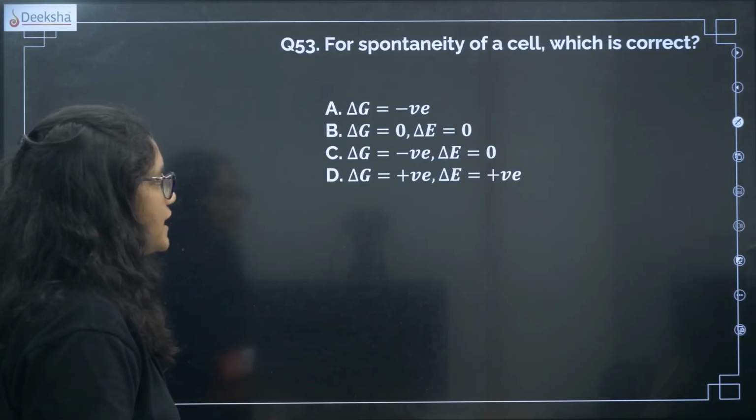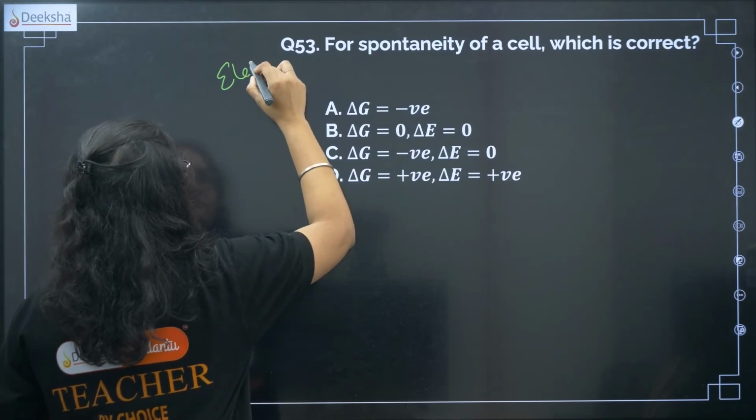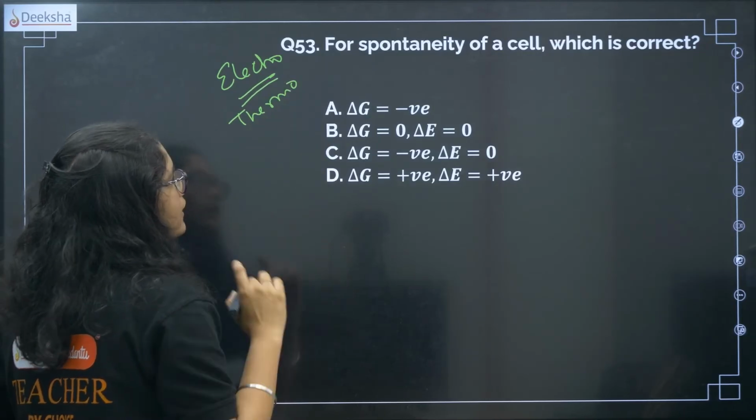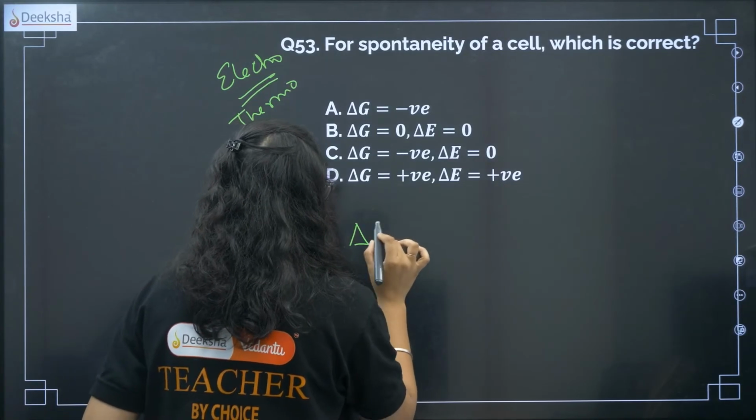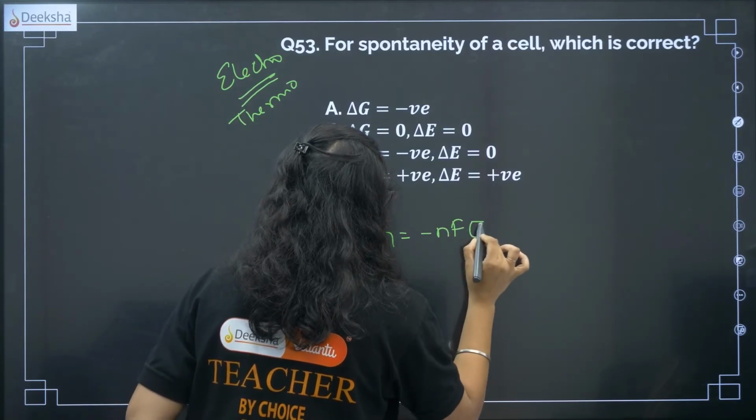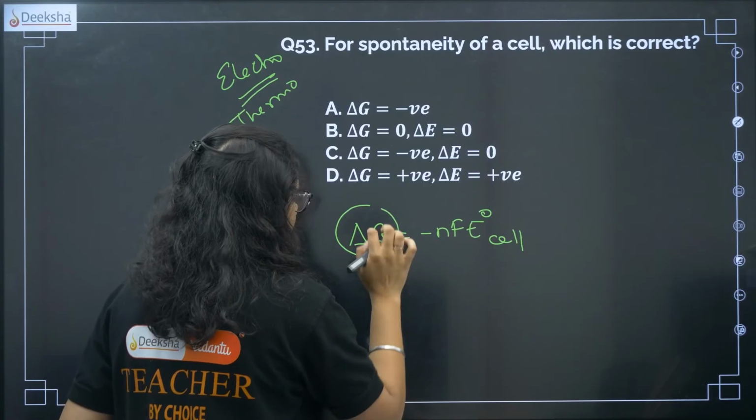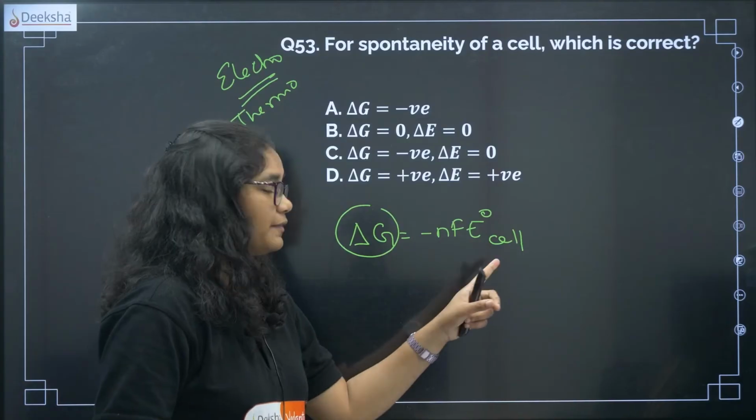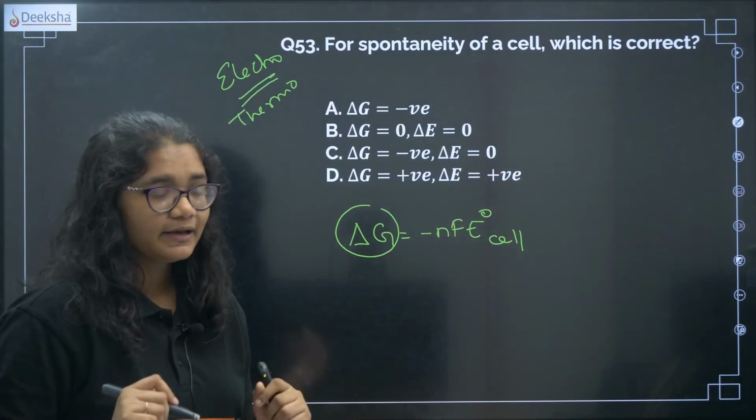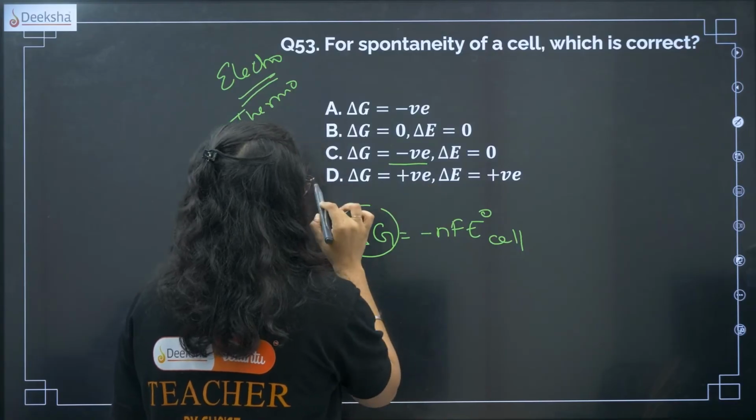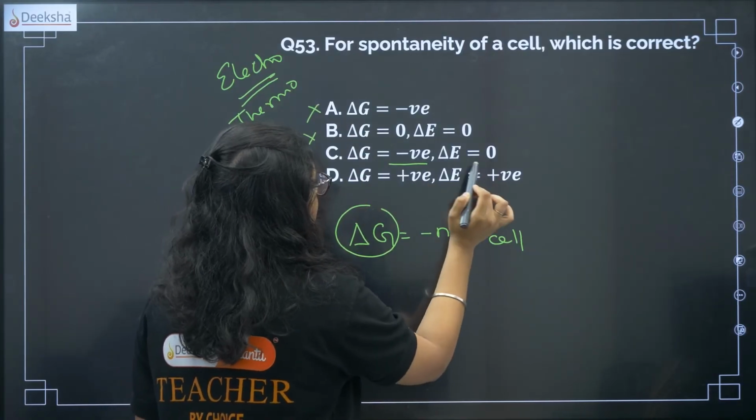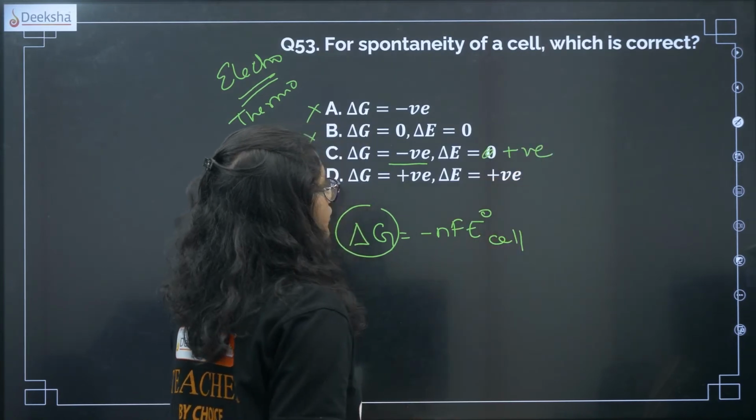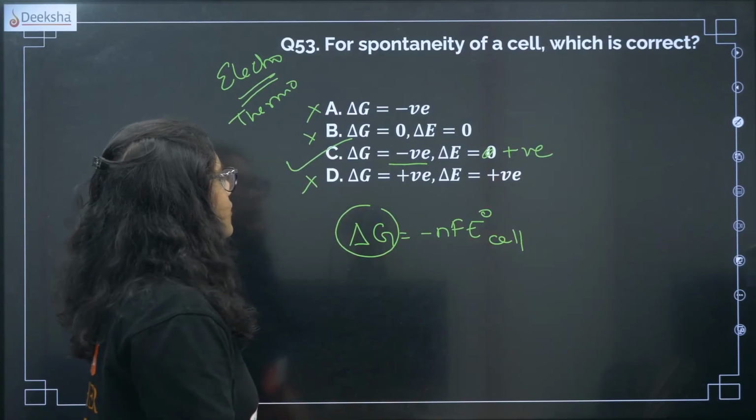For spontaneity of a cell, which is correct? Okay. So this question is again from your electrochemistry. And it can also say from thermodynamics somehow related. Now for a spontaneity of a cell, we know that delta G is equal to minus nFE° of the cell. And we know for spontaneous reaction, delta G has to be negative. If E° of the cell becomes negative, then overall delta G will become positive, right? That cannot happen. So we need delta G negative. That is correct. These are wrong. And this option is delta E should be positive. Okay. So the correct answer for this question will be option number C.